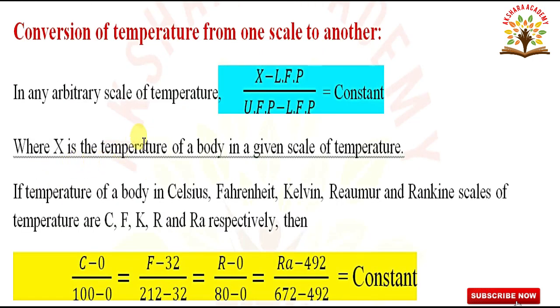In an arbitrary scale of temperature, (X minus LFP) by (UFP minus LFP), that is lower fixing point and upper fixing point, is equal to a constant, where X is the temperature of a body in a given scale of temperature. If the temperature of a body in Celsius, Fahrenheit, Kelvin, Reaumur and Rankine scales are C, F, K, R and RA respectively, then the relation among these is as follows.